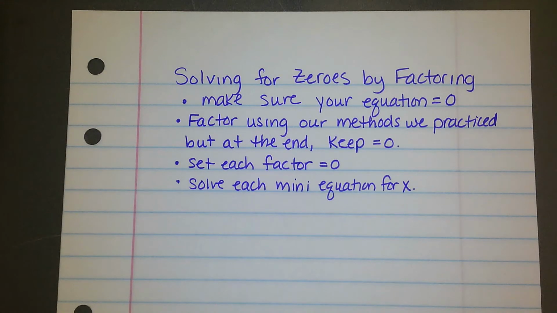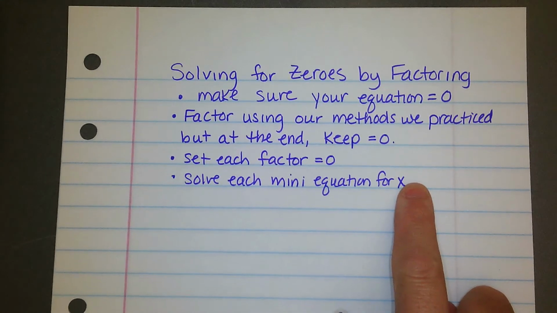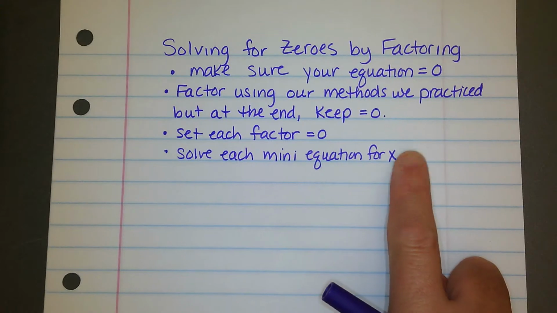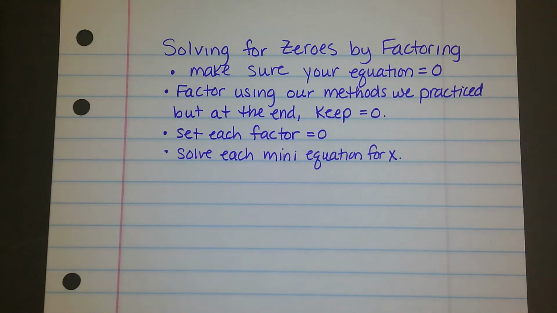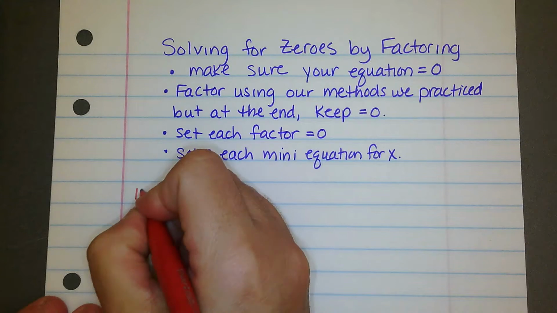You are going to factor using the methods that we practiced, but keeping the equal 0 at the end after your factors. And then you're going to set each factor equal to 0 and then solve each mini equation for x. What this is going to do is give you your solutions. This is the solution to the polynomial. This is where it crosses the x-axis. Those are the zeros. They're all important things, also called roots. So let's take a look at an example and we'll get started.